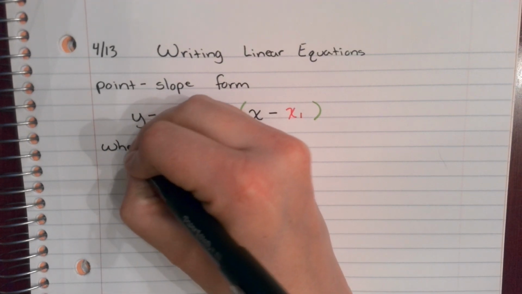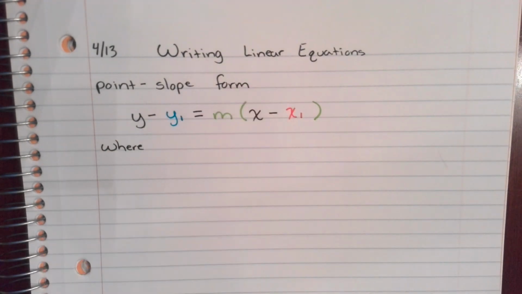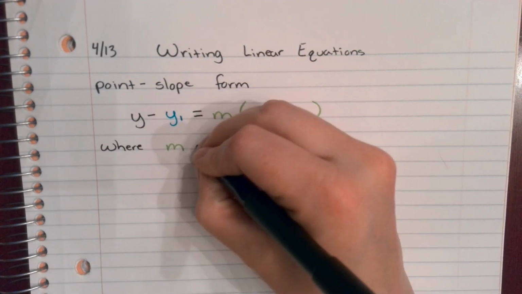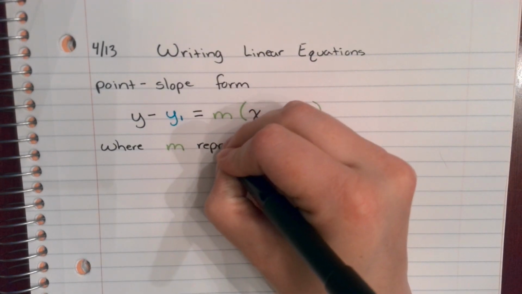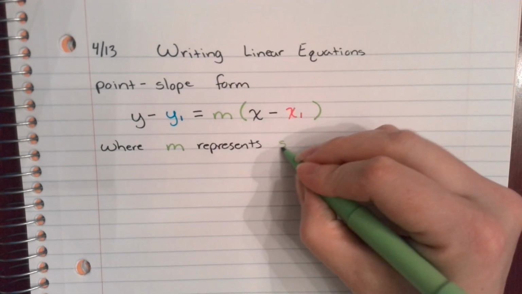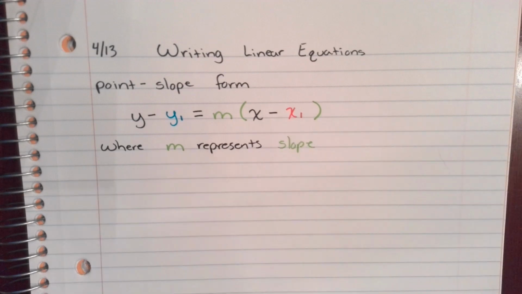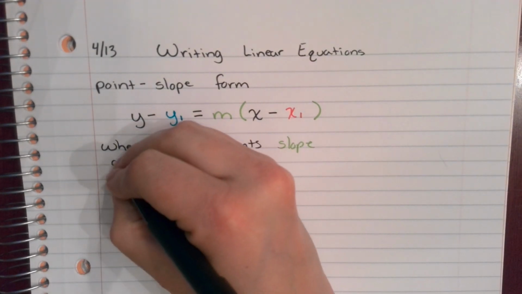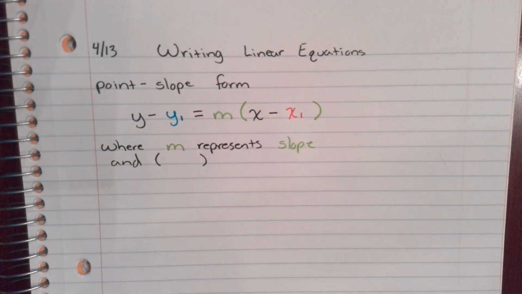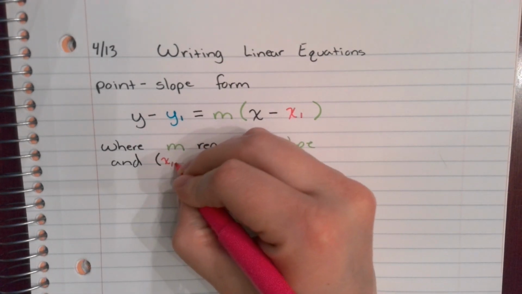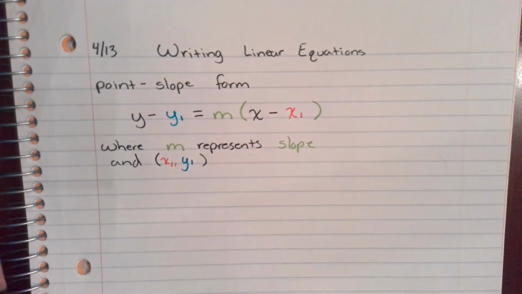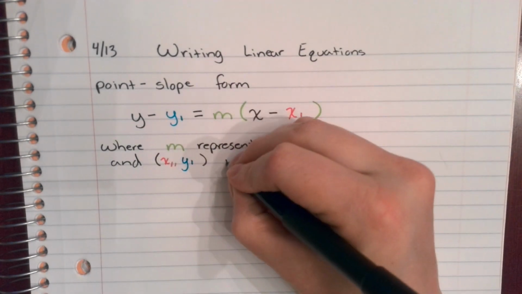This is where m is going to represent the slope. So we already know that m is our format for identifying the term slope. And where the point x1, y1 is going to represent your point.